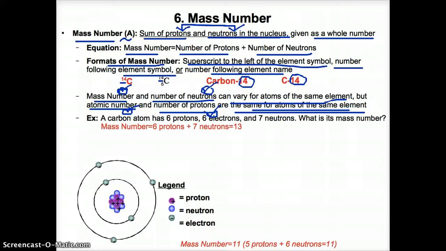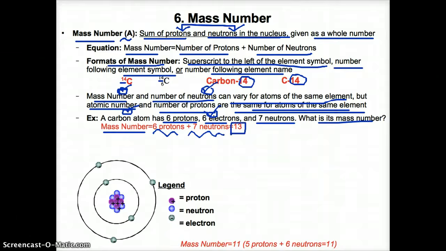So now let's try an example of calculating mass number. This question says a carbon atom has 6 protons, 6 electrons, 7 neutrons. Find its mass number. If we do this, all we have to do to plug into the mass number formula is add the number of protons plus the number of neutrons. If we plug in, 6 protons plus 7 neutrons gives us the mass number of 13 for this atom of carbon.